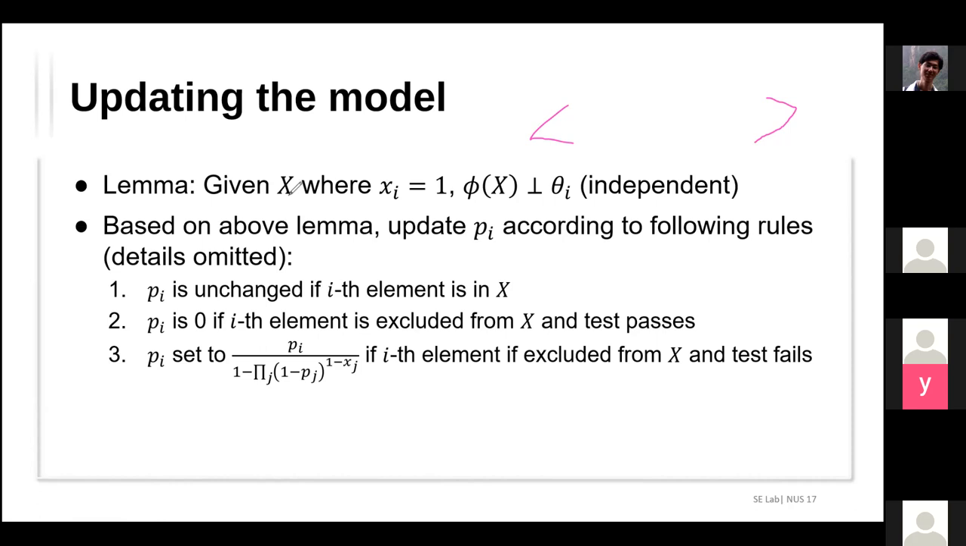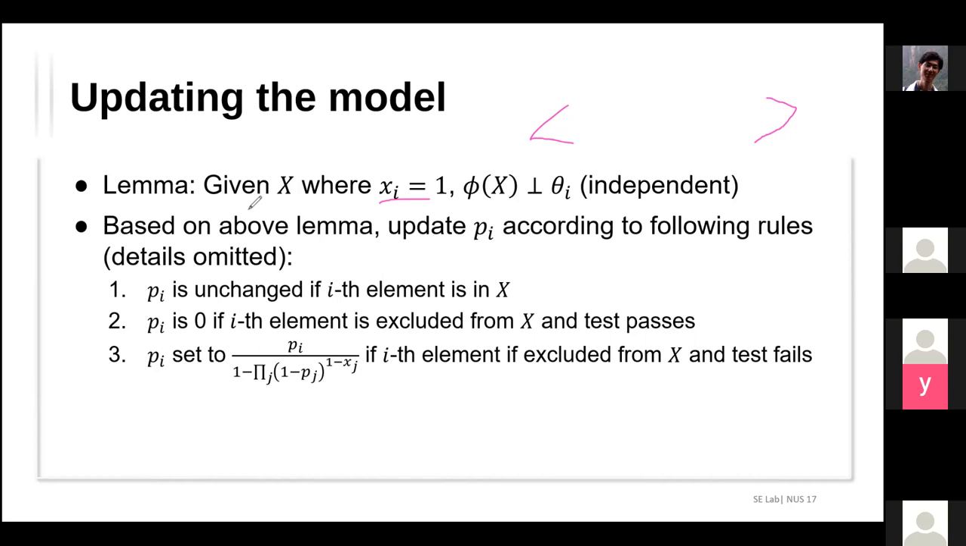subsequence where xi is equal to 1, this is a lemma that they came up with. The proof for this is omitted, because it's not really important, but essentially what they are saying is that given x where xi is equal to 1, which means xi is included, whether or not the test passes or fails is independent of the theta i itself. If you are interested in the proof, it's a very short proof and can be found in the paper itself. So this is the lemma that they are going on.